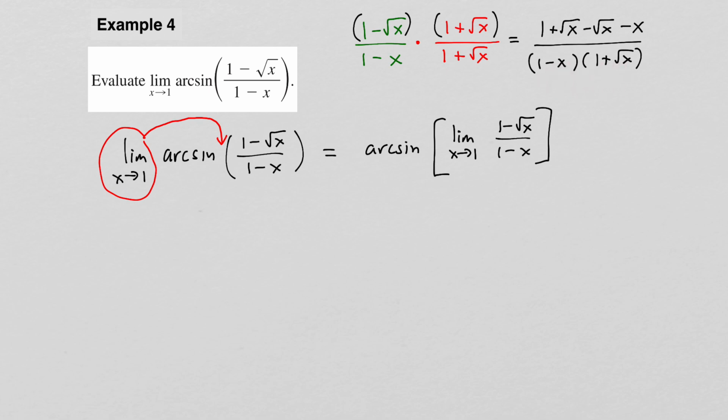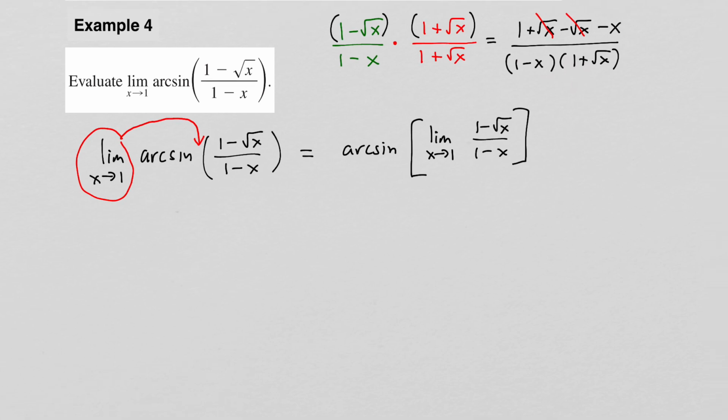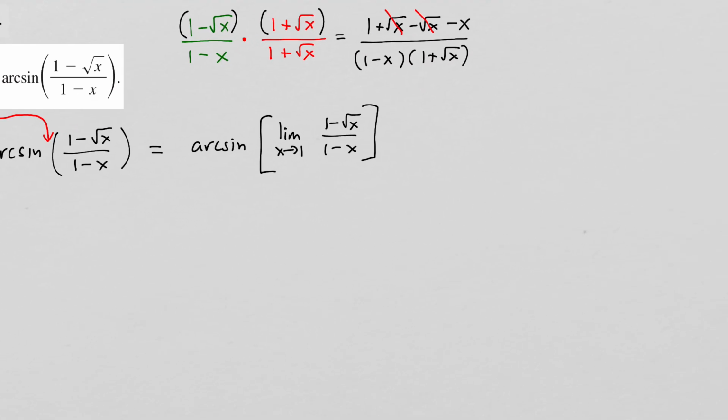And notice what happens to the numerator. The positive radical x and negative radical x cancel. And this becomes 1 minus x on top over 1 minus x times 1 plus radical x. So this is equal to 1 minus x over 1 minus x, 1 plus radical x, and then we have the good fortune here of being able to cancel those out. And don't forget there's still a 1 on top.